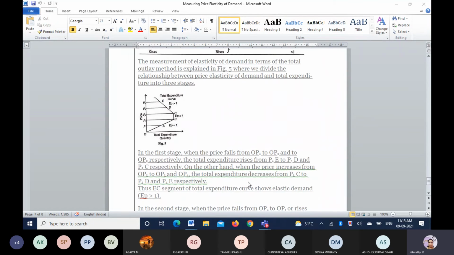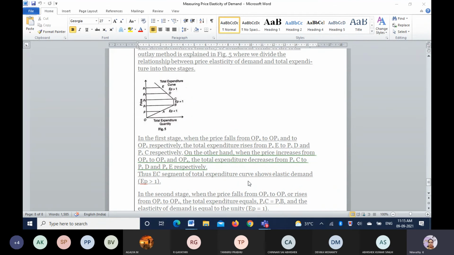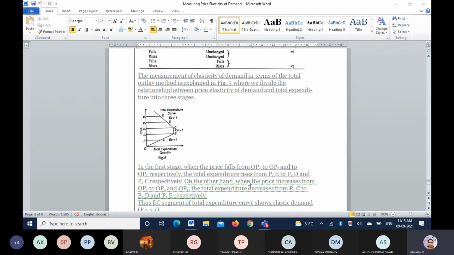Apart from this, finally we have another method which we call the total outlay method. Total outlay means the total expenditure that we are going to make. So when there is a decline in the prices, how are we going to make our expenditure? Here you can see prices measured along the y-axis, and in the place of quantity demanded, they have taken the total expenditure, how much we are going to spend. When the price is declining and our total expenses are increasing, that type of commodity will have an elastic demand.